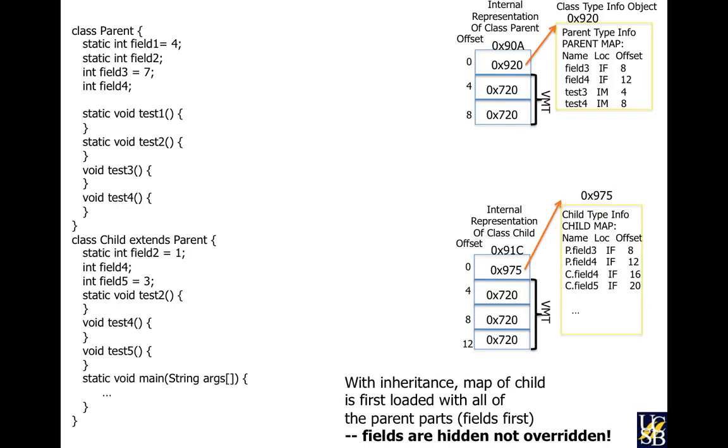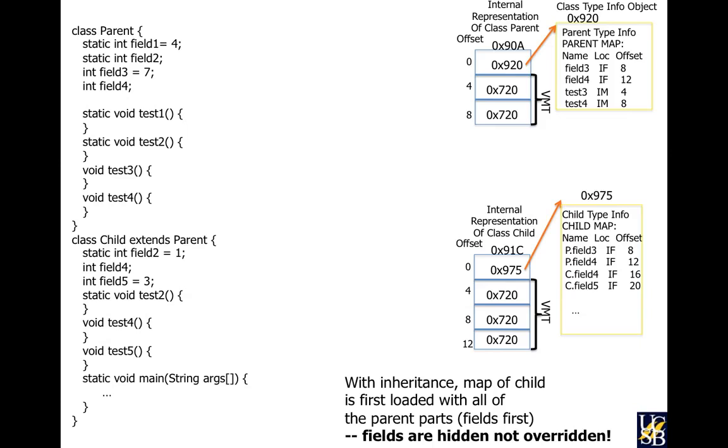We do the same thing for the child class. We make an internal representation of the child class, and we have a virtual method table for its instance methods. If you look at the map on the far right for child at address 0x975, you see we inherit all of the fields of the parent first. We then store and make offsets for all of the fields in the child.